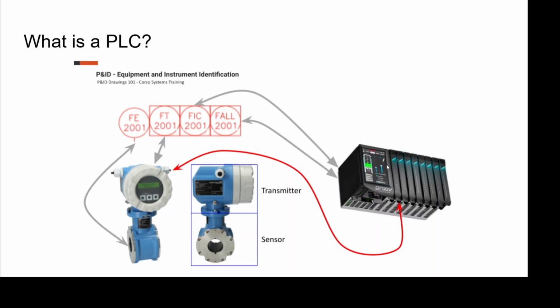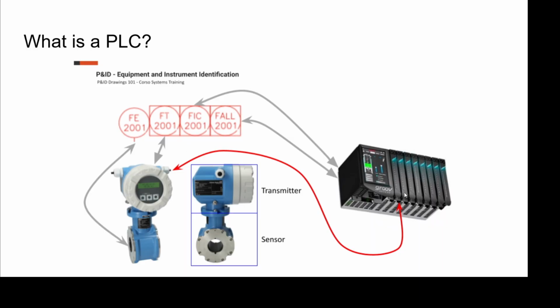So this is an example of a Groov EPIC PLC here on the right from a company called Opto 22. There's many different brands of PLCs that have different price points and different capabilities. We like Opto 22 at Corso, so we're featuring them here. And this comes from our P&ID Drawings 101 blog post. This is a good introduction to what you might see on a factory floor, if you want to check that out.